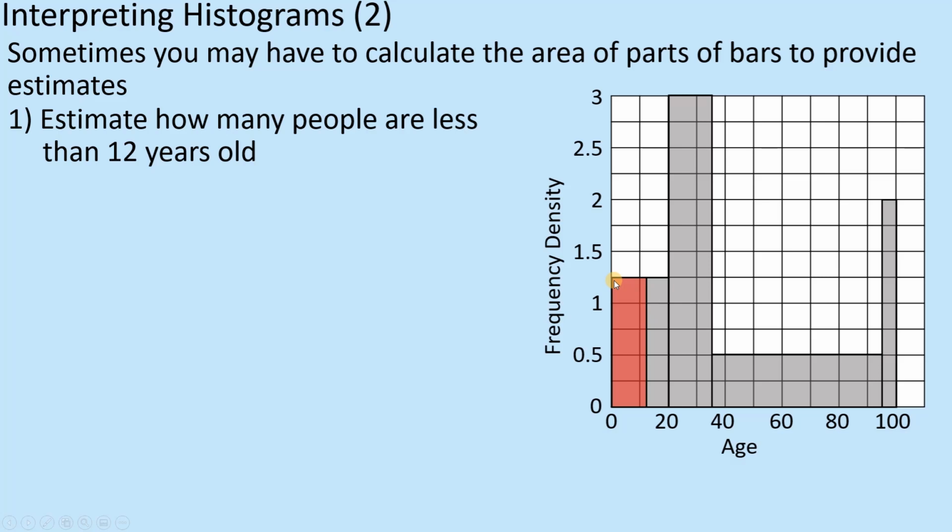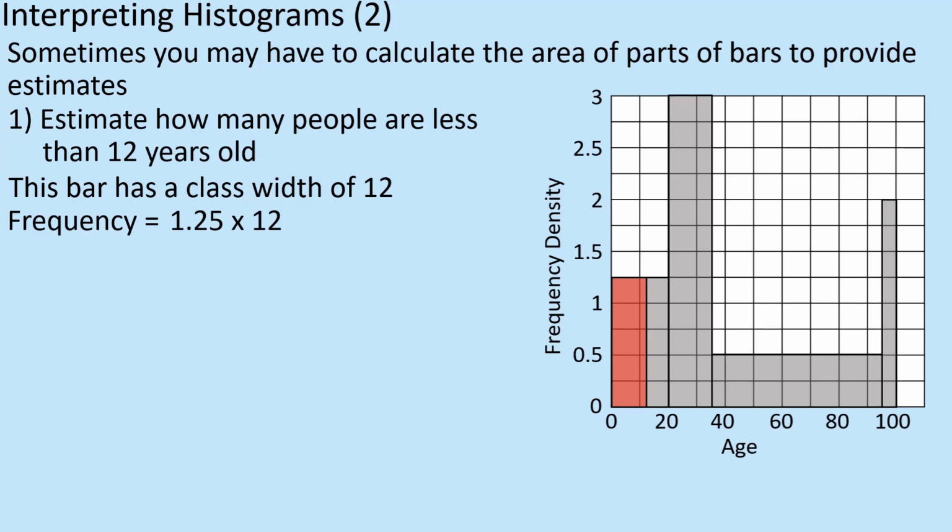So you've got 12, which goes to about here, and then it goes up to 1.25. So how do I work out the actual frequency? Well, the frequency is the frequency density times the class width. The class width is 12, which is kind of obvious, and the height is 1.25. So I'm going to do 1.25 times 12, and it suggests that there are 15 people.